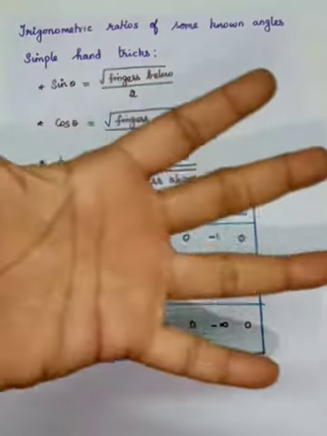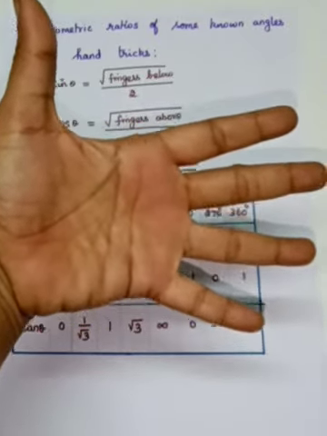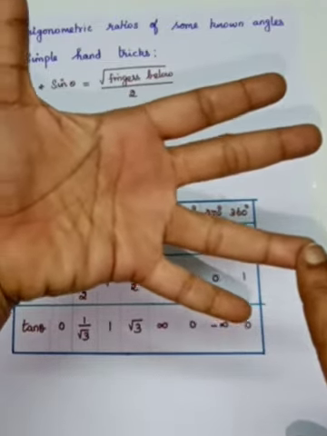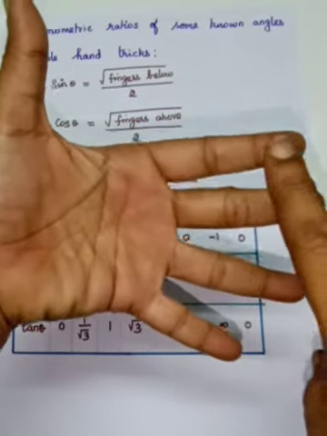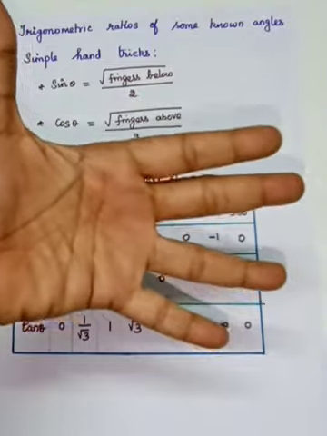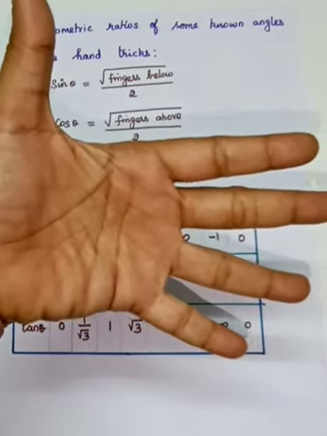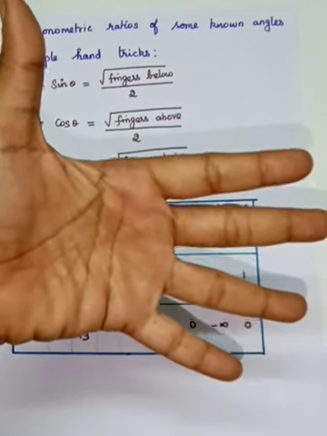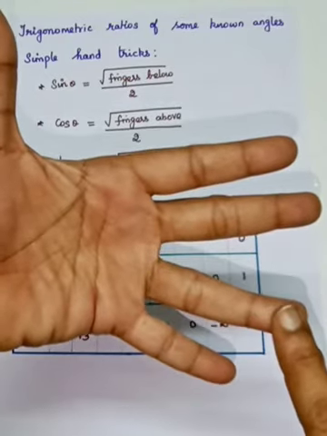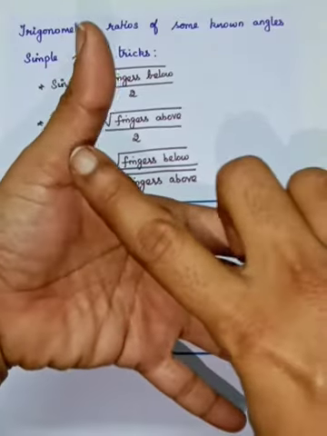Take your left hand, and you see that the little finger you just mark as 0 degree, and this is 30 degree, and this is 45 degree, and this is 60 degree, and the thumb finger is 90 degree. Take your left hand and keep the palm facing you. So this little finger you have to mark as 0 degree, this is 30 degree, this is 45 degree, this is 60 degree, and this is 90 degree.